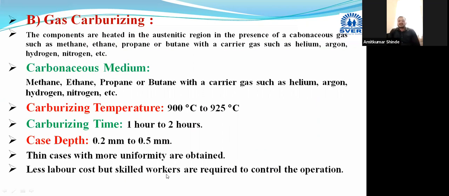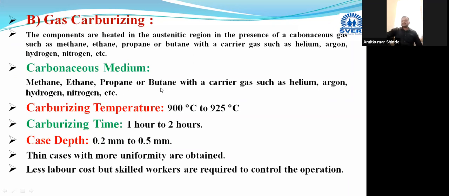Now, gas carburizing is the second type of carburizing method. Here, the component is heated in the austenitic region in the presence of carbonaceous mediums which are gaseous in nature. The generally used carbonaceous mediums are methane, ethane, propane, butane, and these are used with the help of inert gases like helium, argon, nitrogen, or hydrogen. This is the generally used carbonaceous medium. Already I have explained methane, ethane, propane, butane.